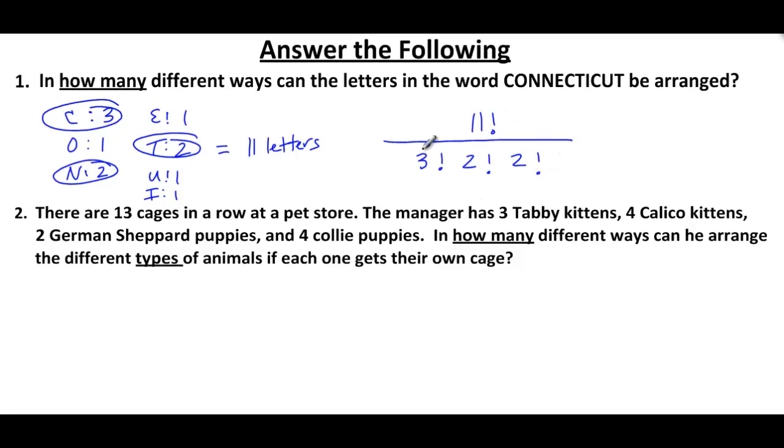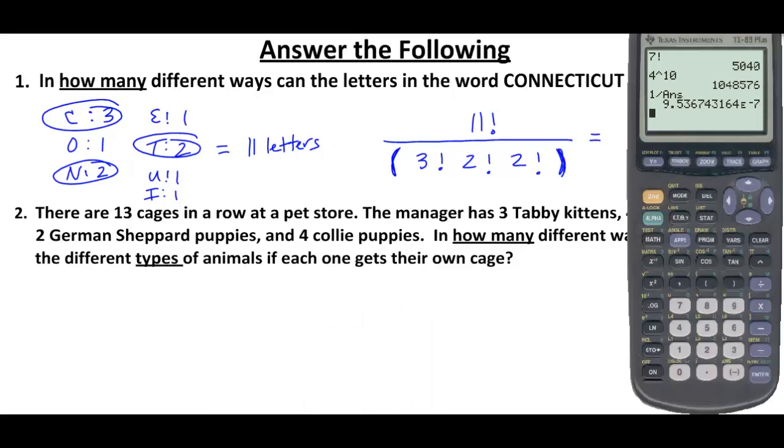Now, many students get this wrong on a quiz or test because they don't know how to correctly type it in their calculator. Whenever you have a fraction, your denominator needs to be in one big parenthesis in order to get it correct. So when I pull up the calculator, I'm going to take 11 factorial, divide by, and I'm going to use one parenthesis for the entire bottom.